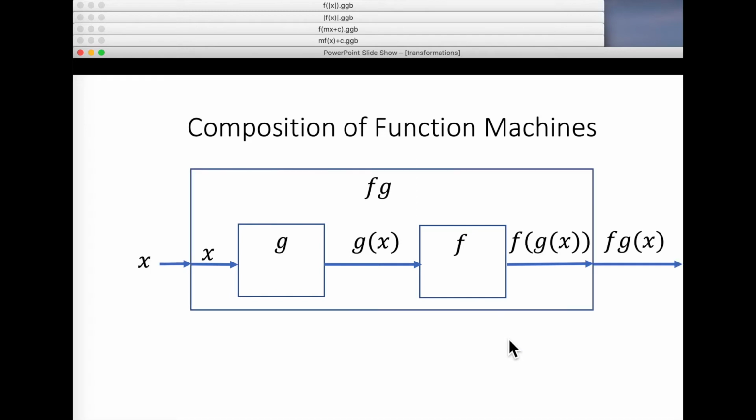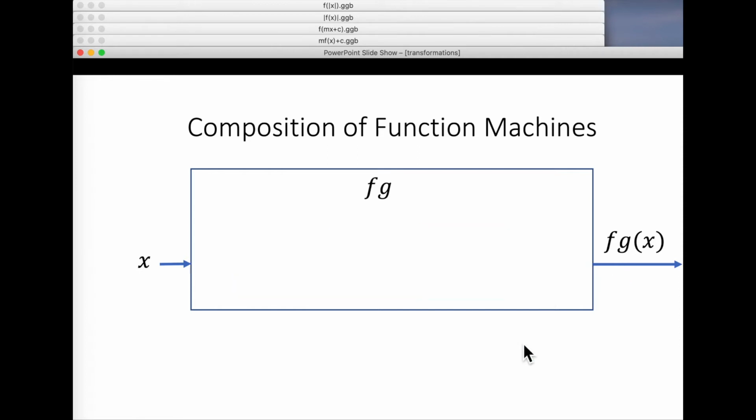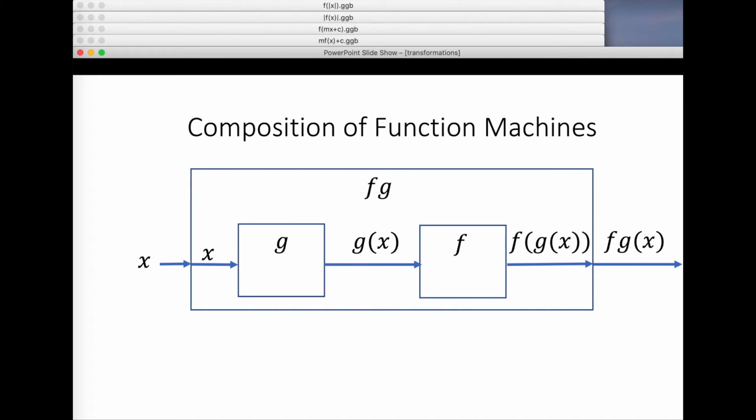We can put a function machine box around the whole of that thing and call it fg so that its output is fg of x, which is just f of g of x. If we hide its innards, we see it's just another function machine, and if we put the innards back in again, we see that it's a function machine constructed out of two others.